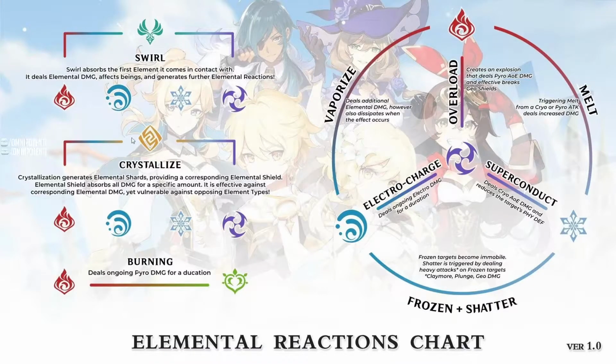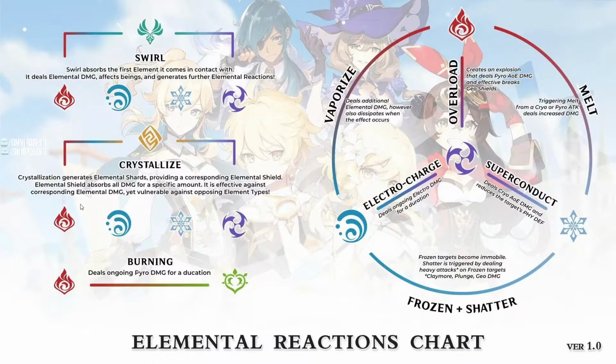The next elemental interaction we have is Crystallize. So when you use Geo against any of these elements, pyro, hydro, cryo, or electro, it generates elemental shards, providing a corresponding elemental shield. The elemental shield looks like just a little bubble with that specific color of that element. So if you have an elemental shield of pyro, it would just be a reddish elemental shield. Elemental shields absorb all damage for a specific amount, and it is effective against corresponding elemental damage, but it is vulnerable against opposing element types.